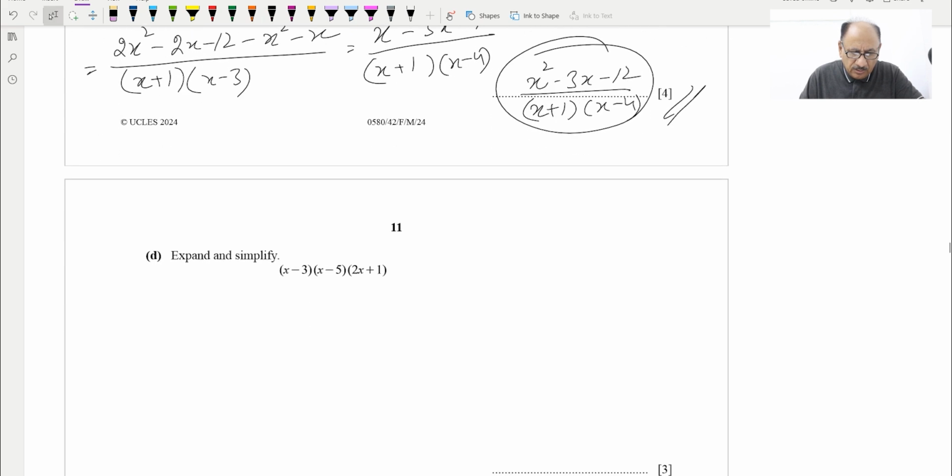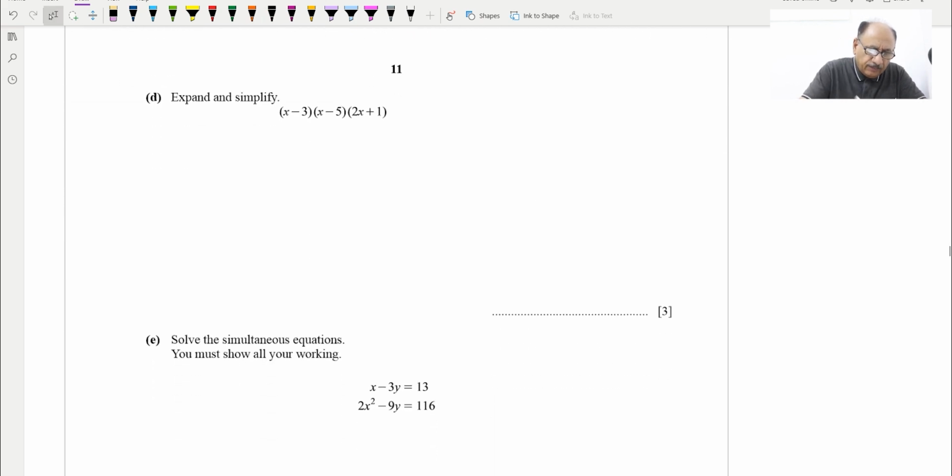Now the same question, part D. It says expand and simplify. So first we will expand only these two terms, and the third term we will keep as it is. x into x will be x square, x into 5 will be minus 5x, and minus 3 into x will be minus 3x, and minus 3 into minus 5 will be plus 15.